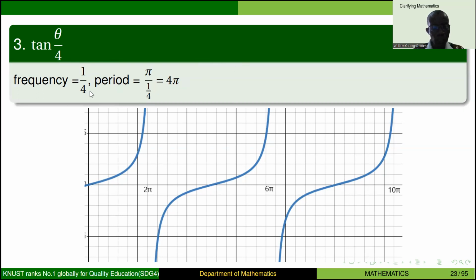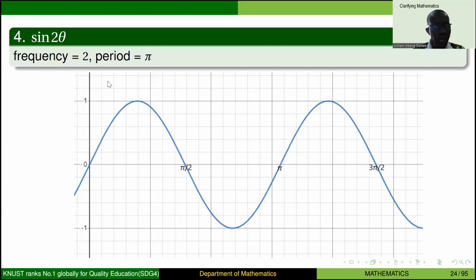And so that is how the whole thing is done. So look at the tan, how it is done. Remember the period is pi, so you divide by 1 on 4, and that gives you the period. Then you move on to the sketching. Look at it carefully. That is great.